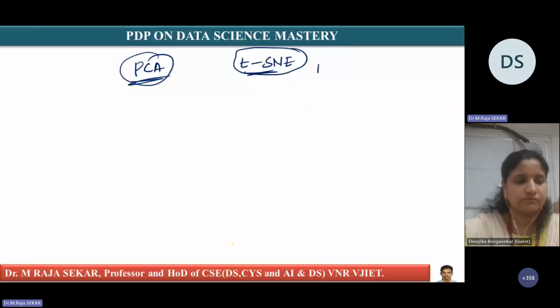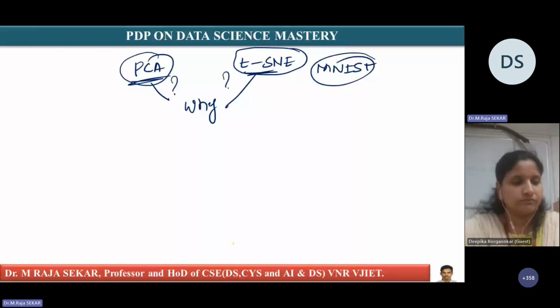What is that data set? As I told you, the MNIST data set. I will explain one simple Python code. This is one of the best case studies in machine learning or data science. First, why do we learn? What is the intention? Why do you have to learn, whether it is PCA or t-SNE? Why do we need these techniques?